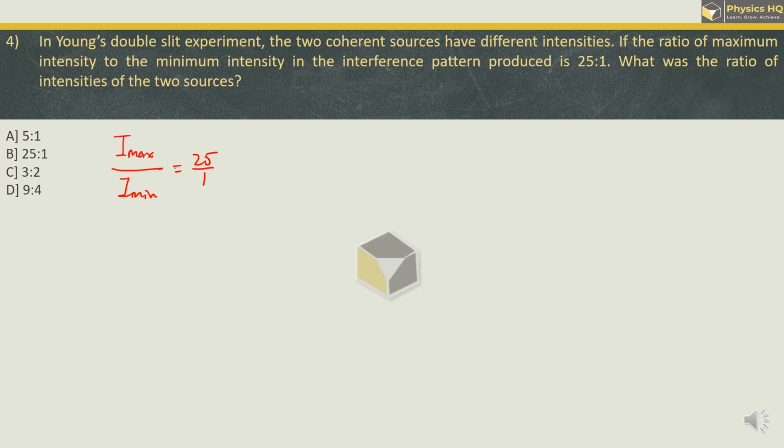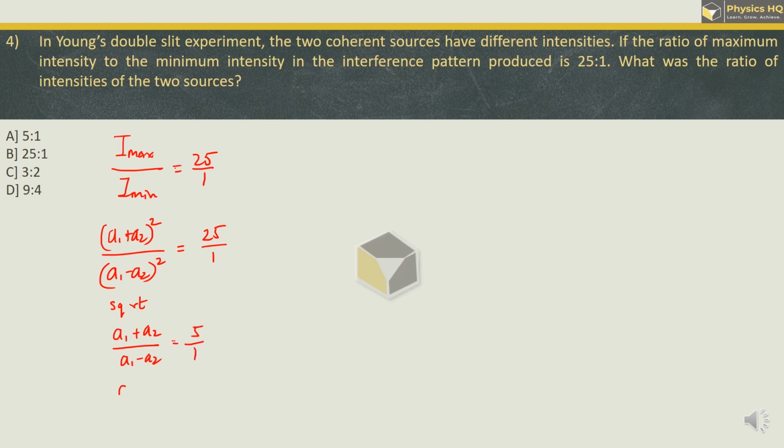We know that the ratio of maximum to minimum intensity can be written as (A1 + A2)^2 upon (A1 - A2)^2. Now this is equal to 25/1. A1 and A2 are the amplitudes of the two coherent sources. We can take the square root over here. What we will get is (A1 + A2) upon (A1 - A2), and this is equal to 5/1.